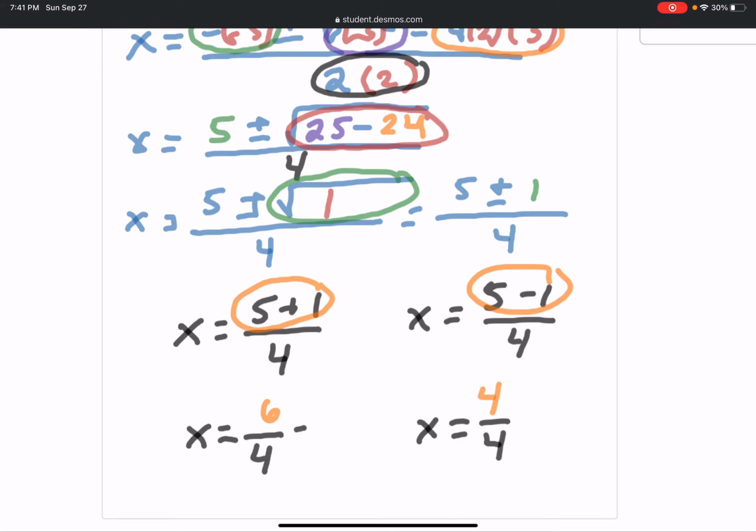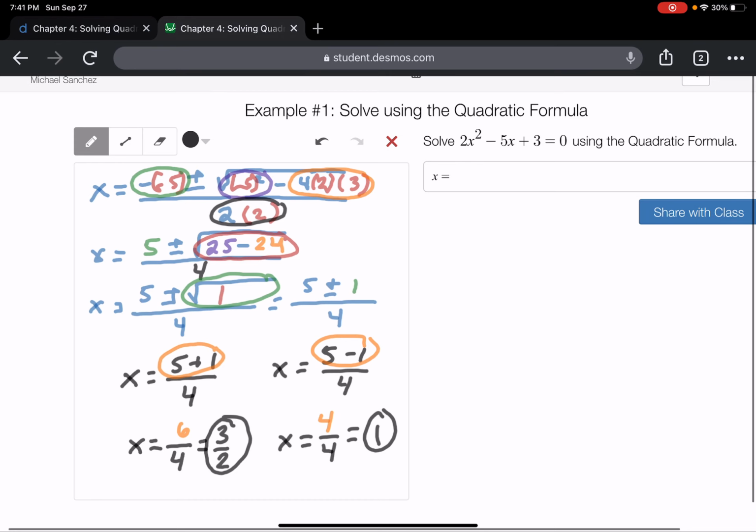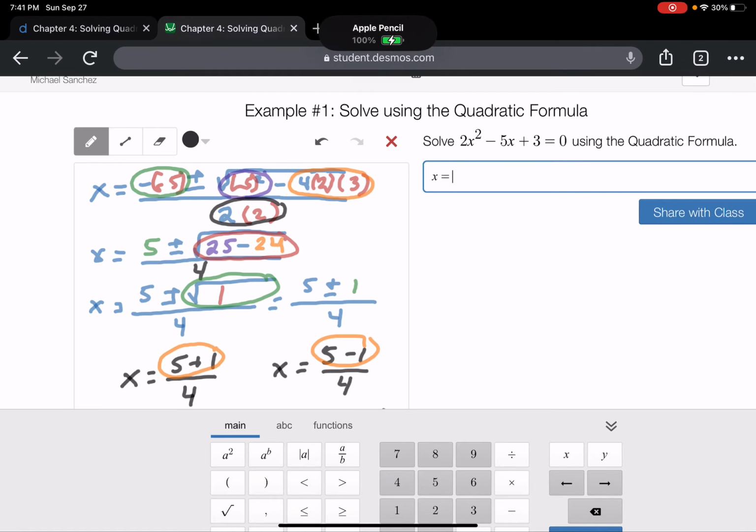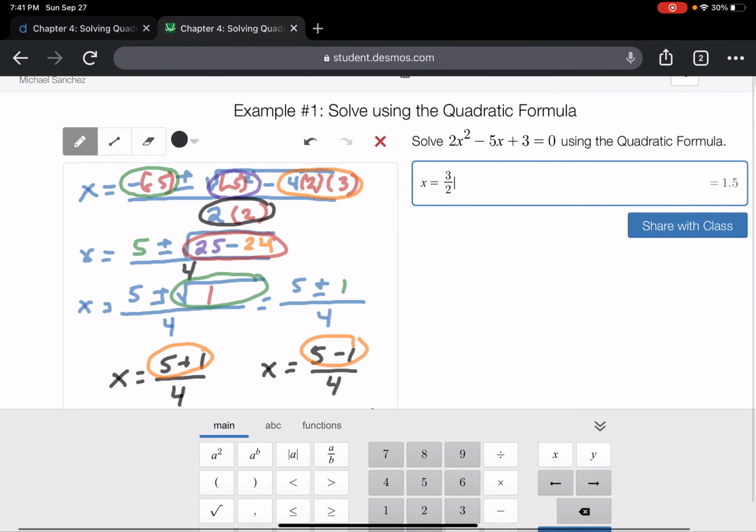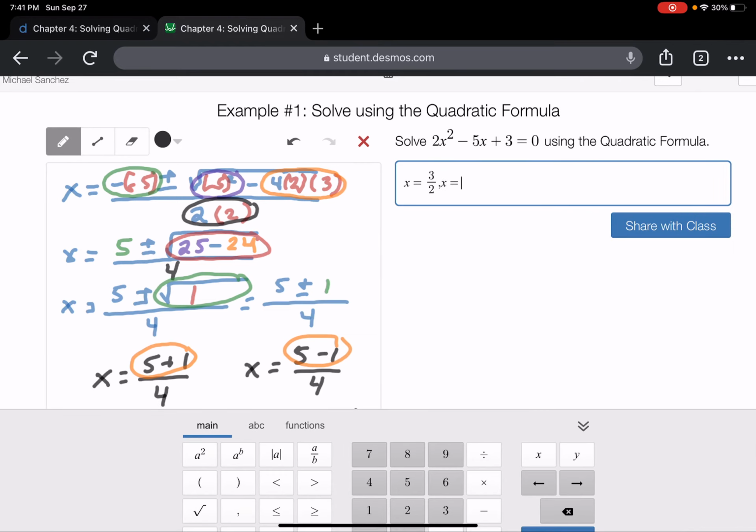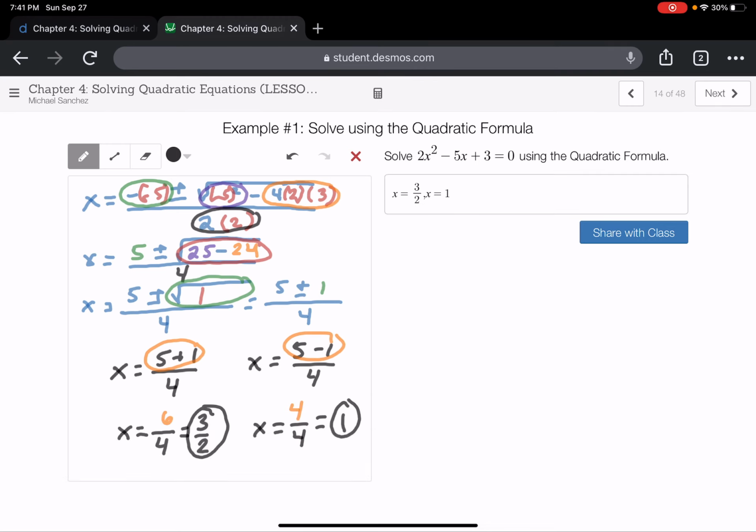So all I'm going to do is simplify. So this is 3 over 2, and this one is just 1. So my two solutions to my quadratic equation are 3 over 2 and 1. So right here I'm going to put x is equal to 3 over 2 and x is equal to 1. Those are the solutions to the quadratic equation 2x to the power of 2 minus 5x plus 3.